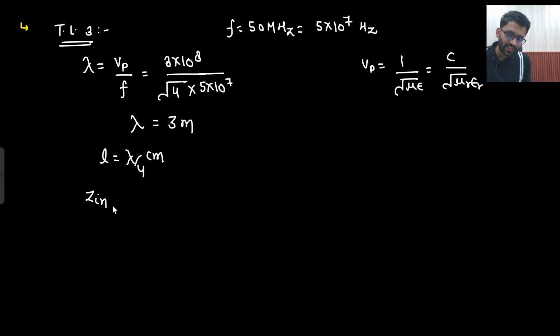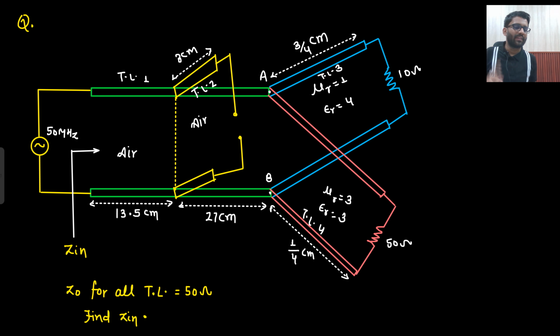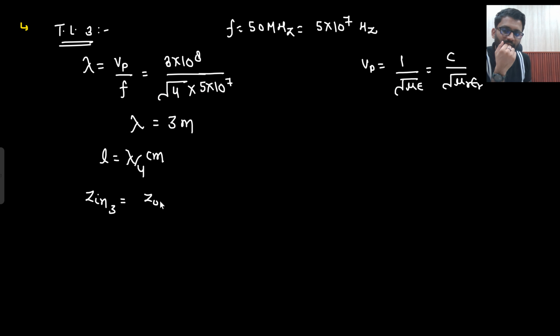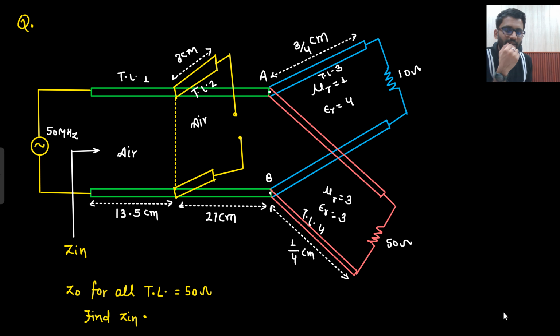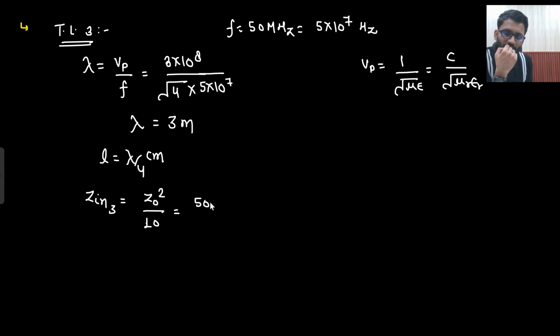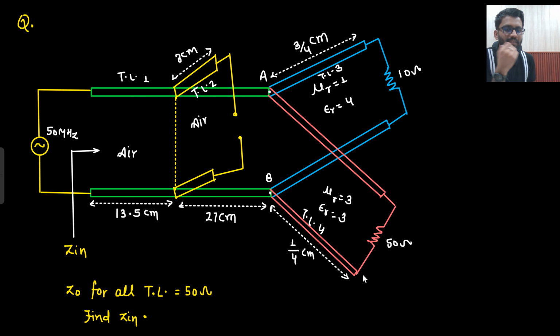So what will be your Z in 3 for lambda by 4 length? What is the formula? Z naught square by ZL. ZL is 10 ohm. What is Z naught square? Z naught is 50. So 50 into 50 divided by 10, that is 250 ohm. So this Z in 3 is 250 ohm.